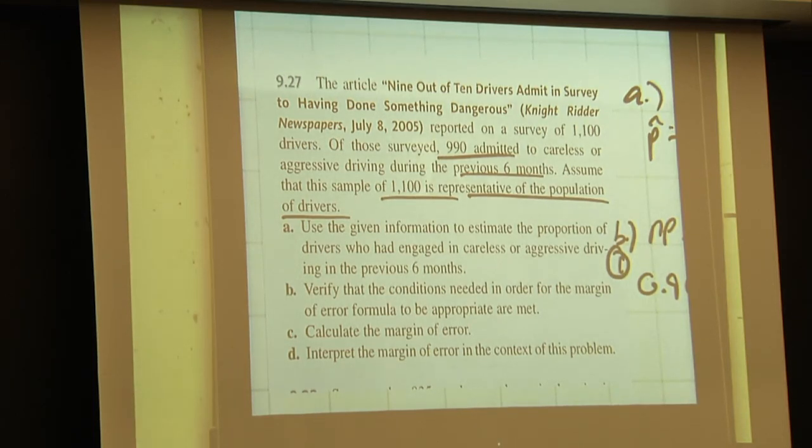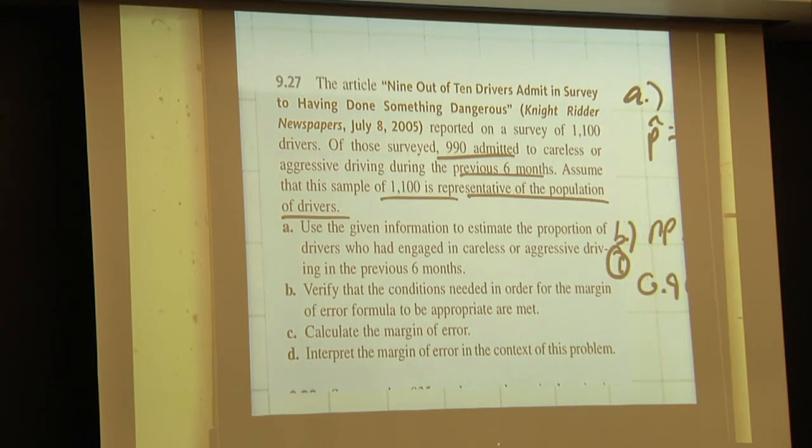So if we're looking at this, basically there's an article: 9 out of 10 drivers admit in a survey to having done something dangerous. That's incredibly vague. Reported on a survey of 1,100 drivers. Of those surveyed, 990 admitted to careless or aggressive driving during the previous 6 months. That is a massive amount of people. Assume that the sample of 1,100 people is representative of the population of drivers.